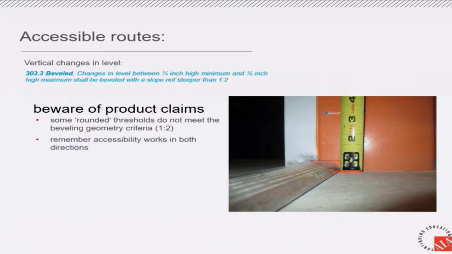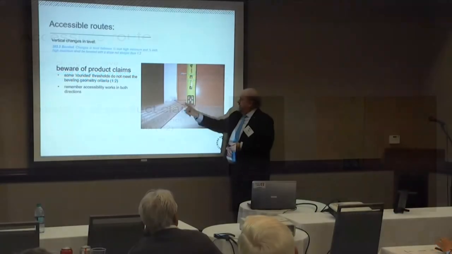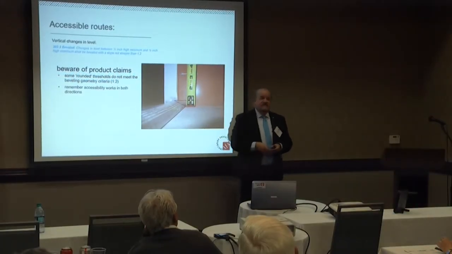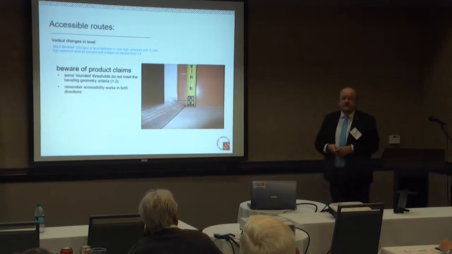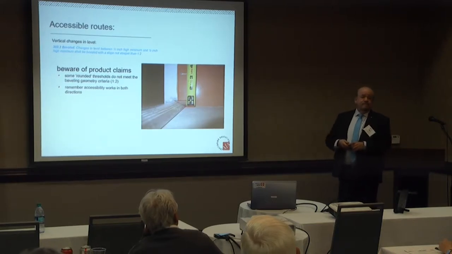We've all seen this threshold, right? It's a half inch high. What does it say about a half inch? It's got to be beveled at 1 and 2. The triangle is 1 and 2. You think that complies? 156 thresholds.